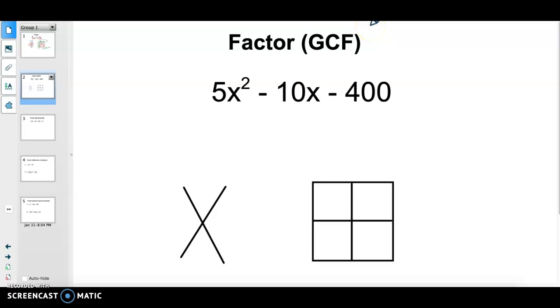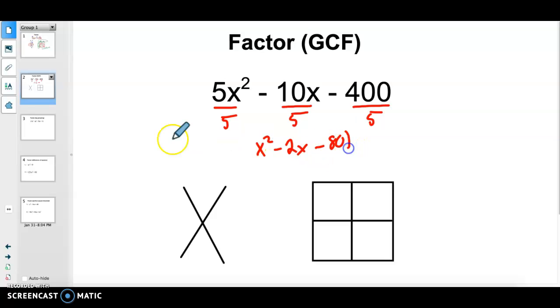The next type we're going to look at is factoring that involves a GCF. So GCF is when I notice that all the numbers can be divided by the same number, and frequently it's shown by seeing a really big number. So I see a 400, so I'm like, what can I divide all three of these terms by? Because they all end in a 5 or a 0, I know I can divide them all by 5. So if I divide them all by 5, I'm left with x squared minus 2x minus 80.